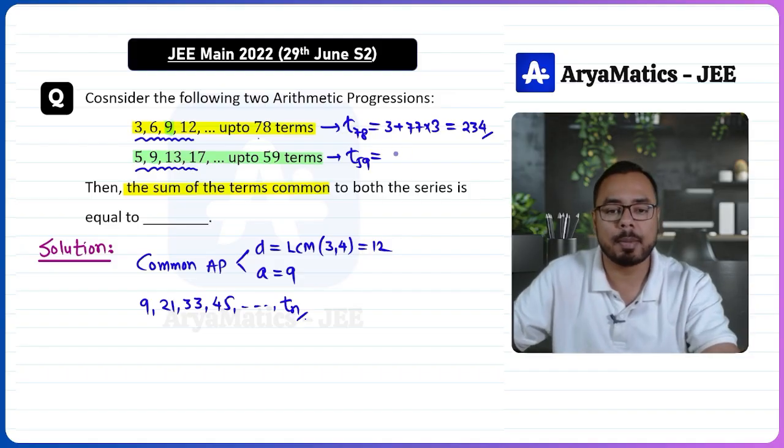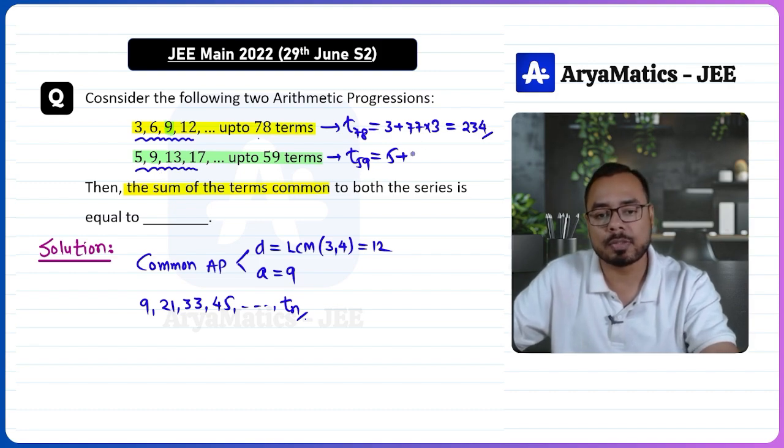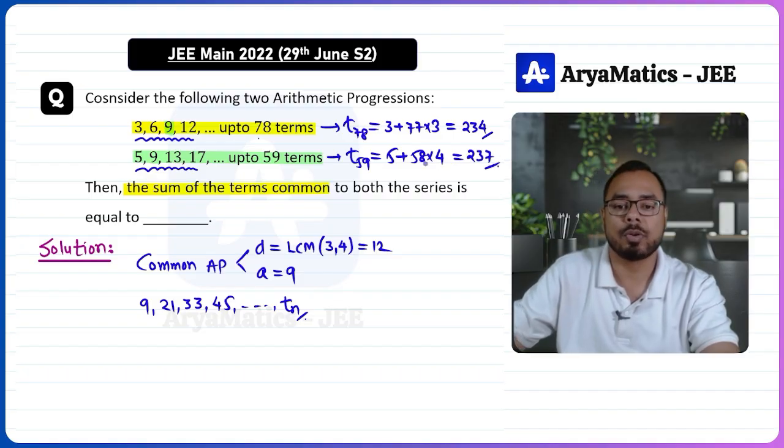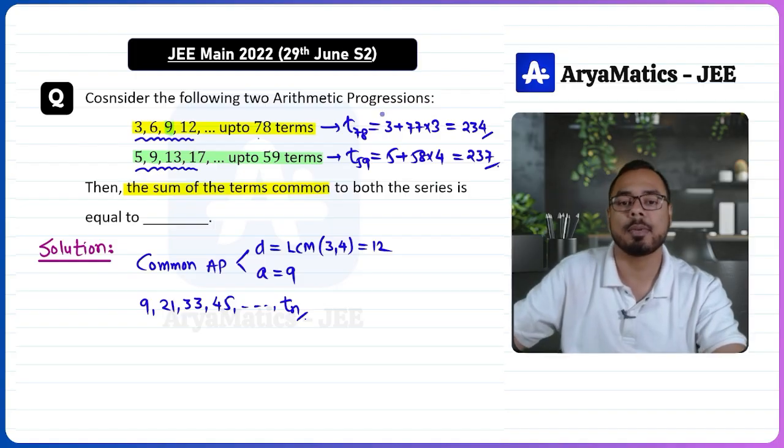Similarly, for the second AP, the first term is 5 and the common difference is 4, and the term is a plus n minus 1 into d. So this will be 58 into 4. So 58 into 4 plus another 5. So that will be 237, right? 232 plus another 5, 237.